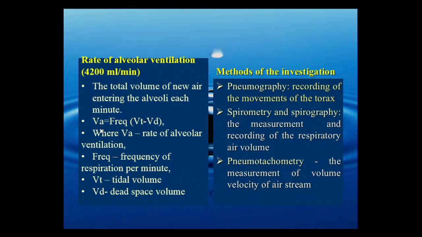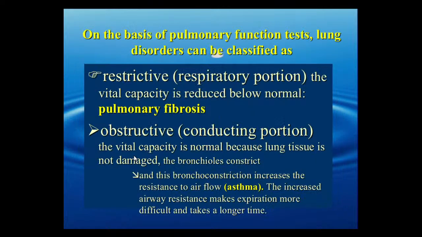And we can calculate this parameter in accordance with this ratio, where VA is the rate of alveolar ventilation, this is the frequency of respiration per minute, VT is tidal volume, and VD is the dead space volume of air.